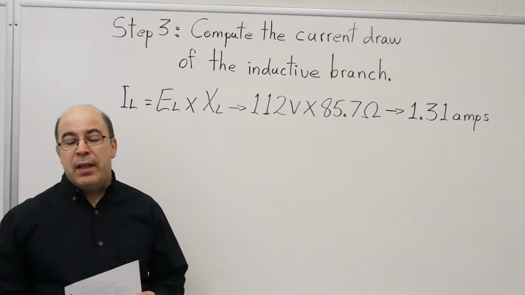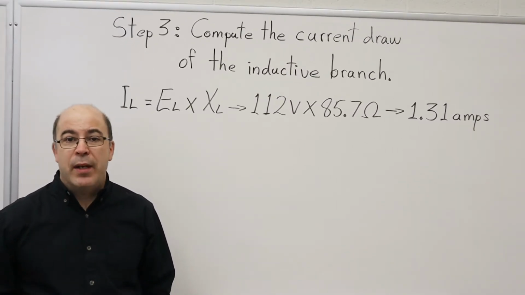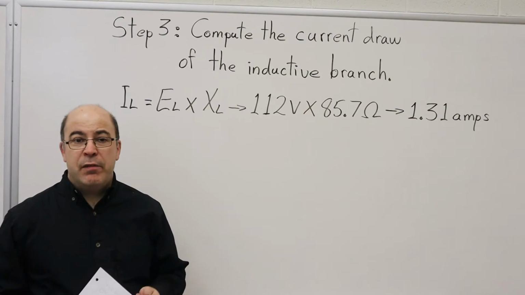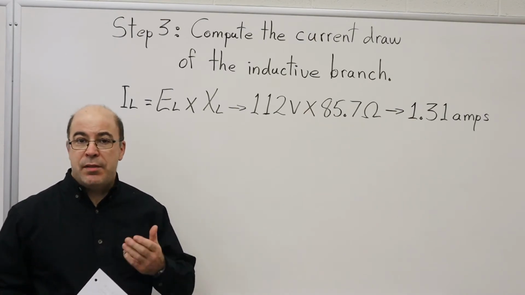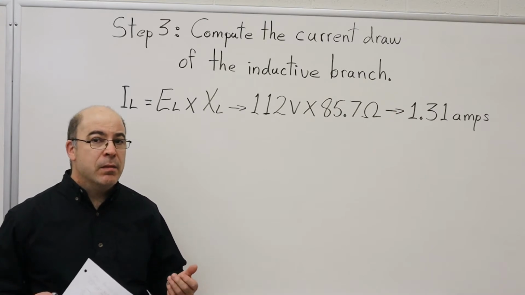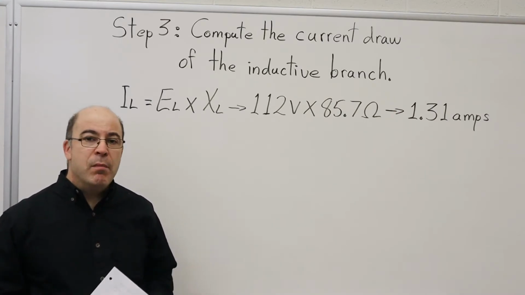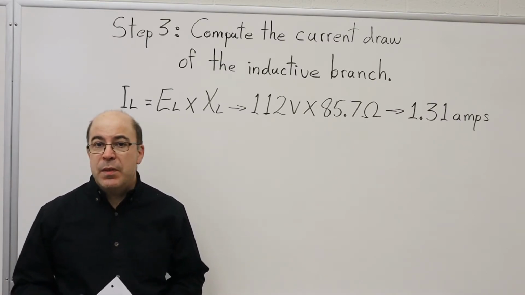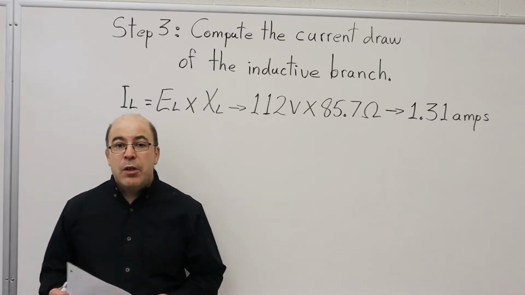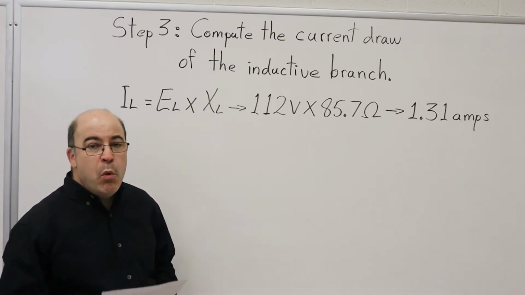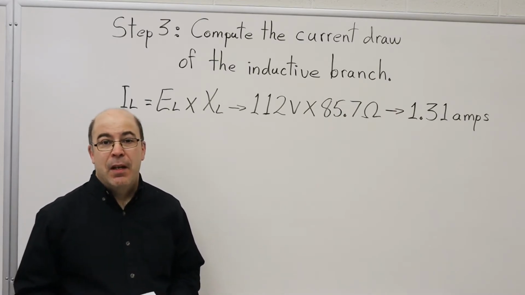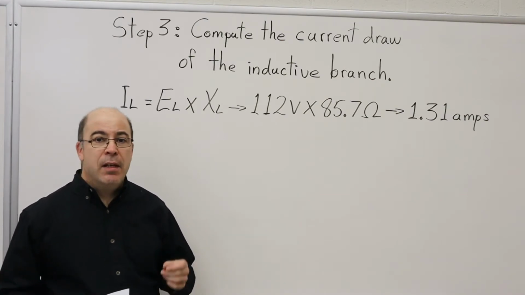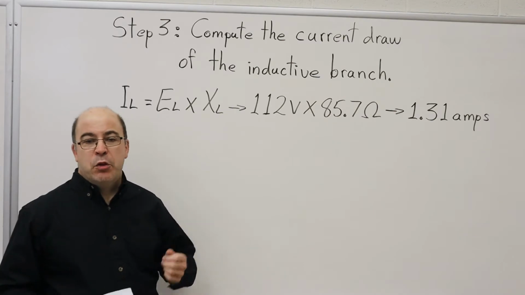Proceeding to step 3, we're going to calculate the current draw across the inductive branch using Ohm's law. We're going to take the value of applied voltage, 112 volts, because the voltage is the same at any branch in a parallel circuit, and we're going to divide it by the value of inductive reactance. In this case, it was 85.7 ohms. Doing that, you should be getting an answer of 1.31 amperes. Now, I'm going to move ahead and calculate the amount of reactive power that the inductor is going to consume.